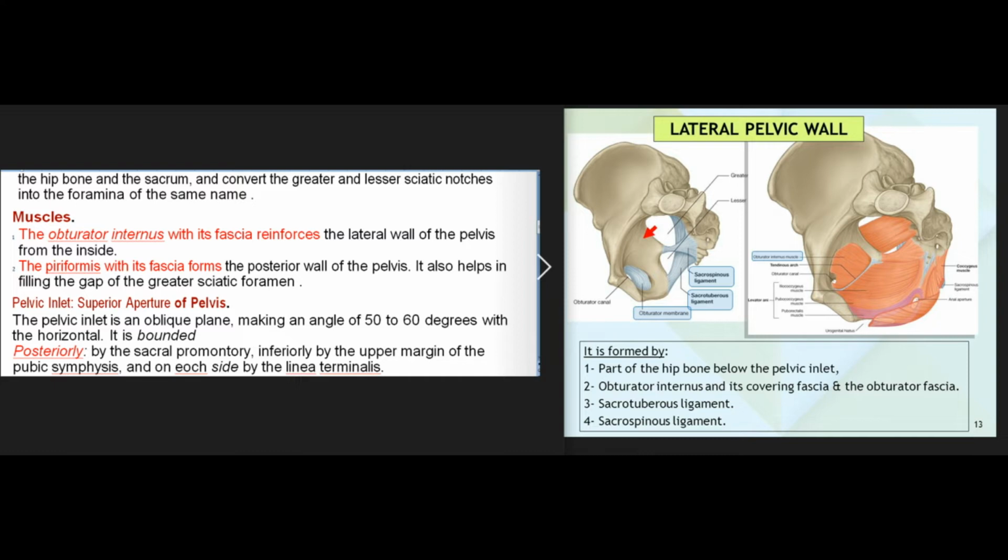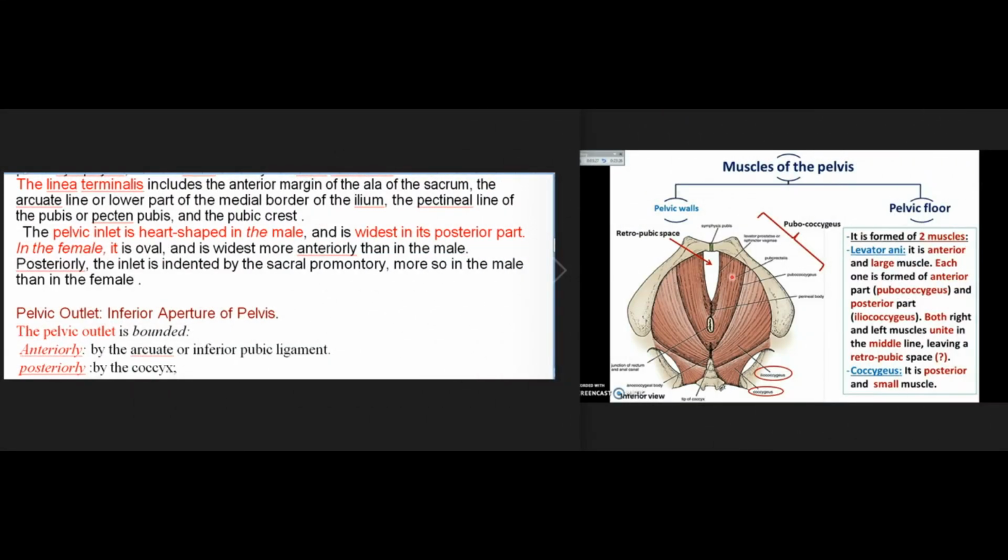Pelvic inlet, superior aperture of the pelvis. The pelvic inlet is an oblique plane, making an angle of 50 to 60 degrees with the horizontal. It is bounded posteriorly by the sacral promontory, anteriorly by the upper margin of the pubic symphysis, and on each side by the linea terminalis. The linea terminalis includes the anterior margin of the ala of the sacrum, the arcuate line or lower part of the medial border of the ilium, the pectineal line of the pubis or pecten pubis, and the pubic crest.